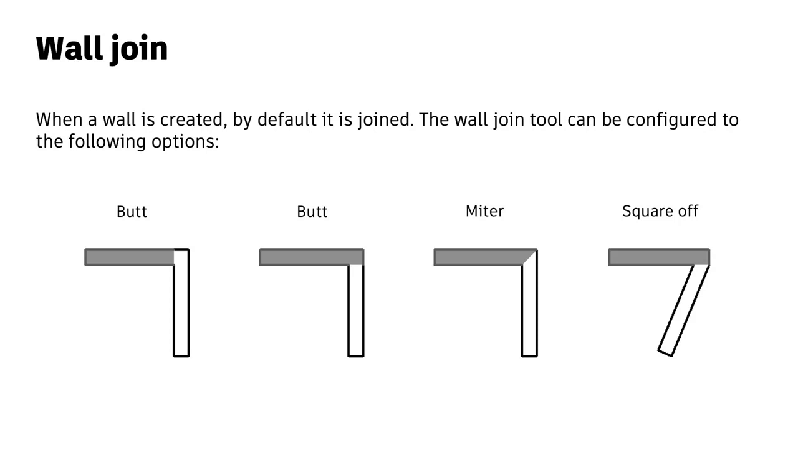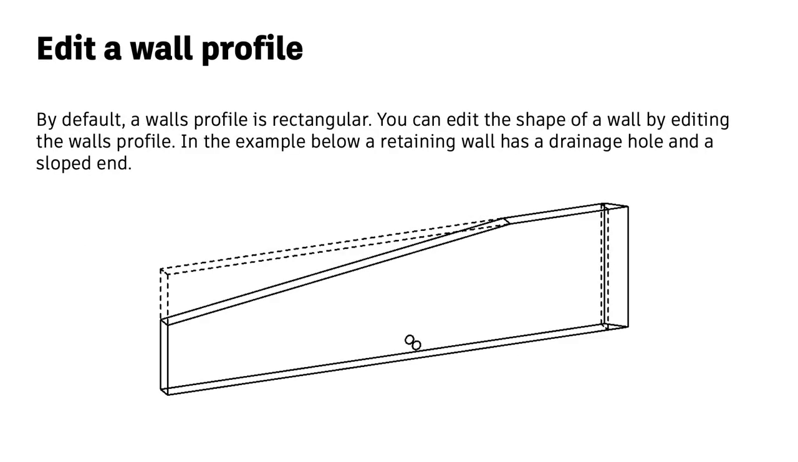By default, a wall's profile is rectangular. You can edit the shape of a wall by editing the wall's profile. In the example below, a retaining wall has a drainage hole and a sloped end.